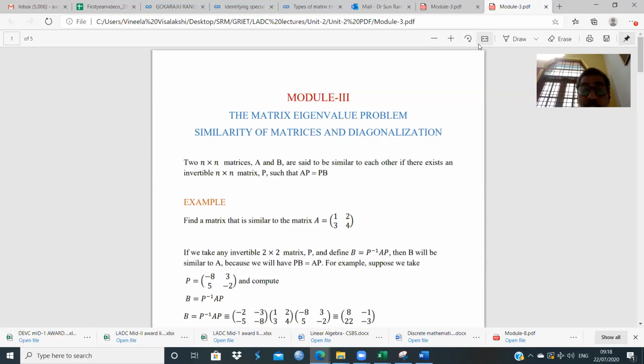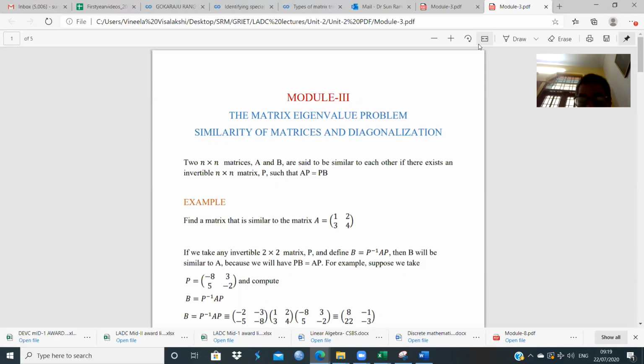Suppose we have a matrix A equal to [1, 2; 3, 4]. If we take some 2 by 2 invertible matrix P, of course the choices are many, then the matrix similar to A can be defined using AP equal to PB, or B equal to P inverse AP. Suppose we take P as [-8, 3; 5, -2], which you can check is non-singular.